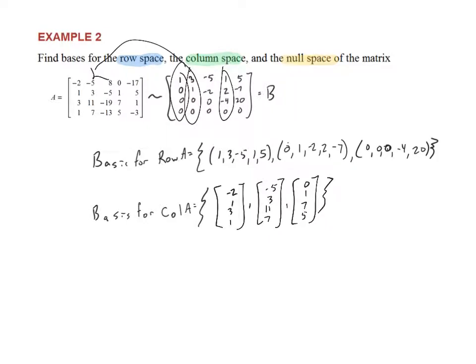And those 3 vectors make up the column space of my matrix. The number of vectors in the basis for the row space of A and the number of vectors in the basis for the column space, because they're both defined by where the pivots are, should always be the same number of vectors.